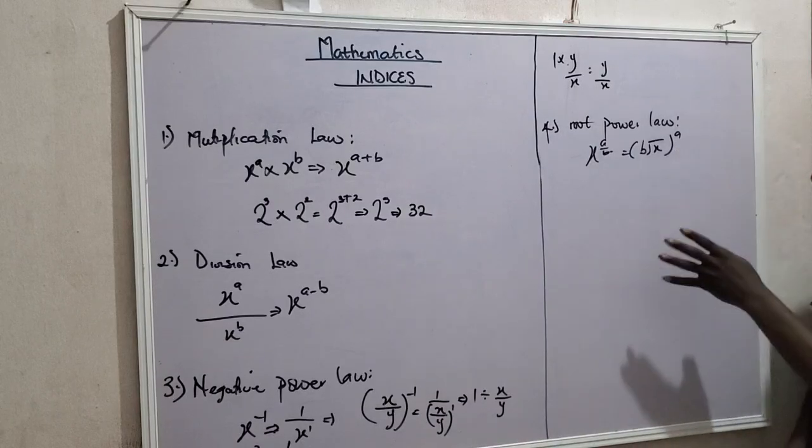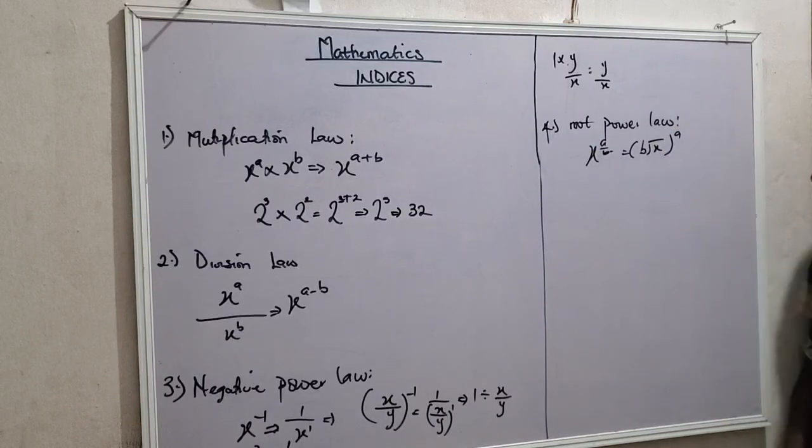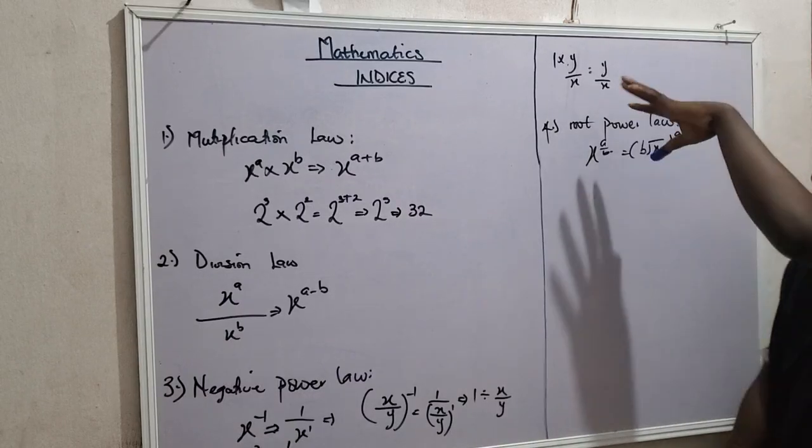We are having a random variable, let's say x, raised to the power of a over b. The b, which is the denominator of the fraction power, is known as the root power, raised to the power of a.